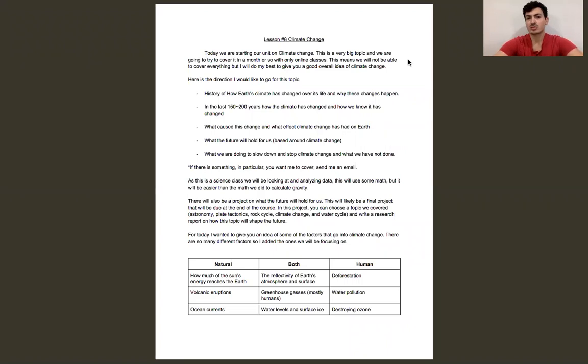So climate change is a very big topic, and it was going to be hard to cover it fully in class, even when we were in school, with about a month. So we're going to do our best to give you an overall idea about climate change and a full picture of all the ideas out there about climate change in a small amount of time. So I imagine this topic lasting 5 weeks.